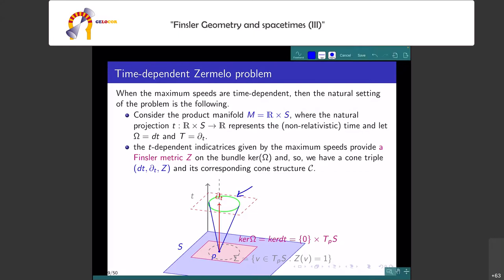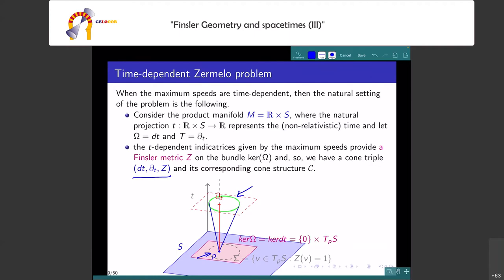In green there are the velocities. The velocities are here, but you can transport this to the level t equal one, and then you obtain the cone structure. So we have this cone triple, where the Z is the Finsler metric, which is provided by the maximum speeds allowed in the Zermelo problem.